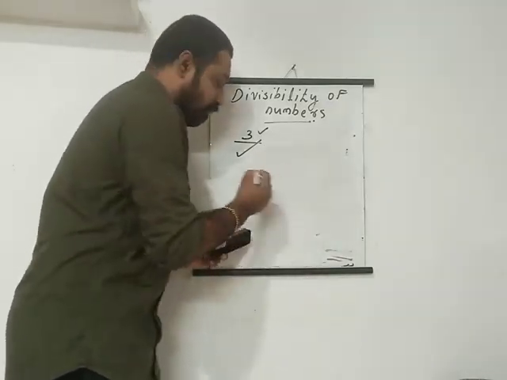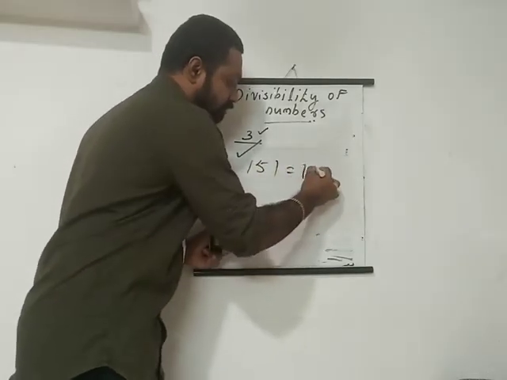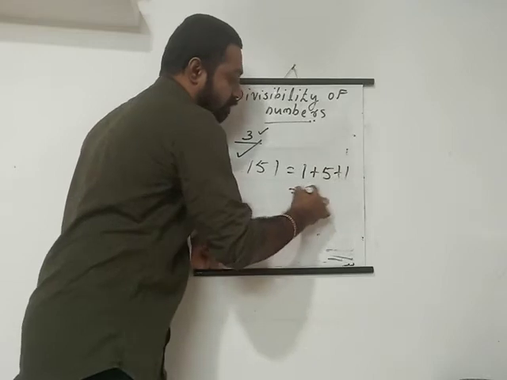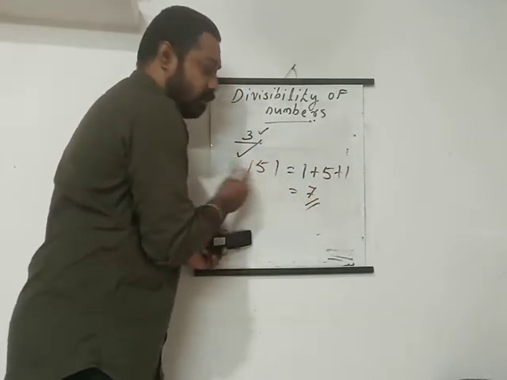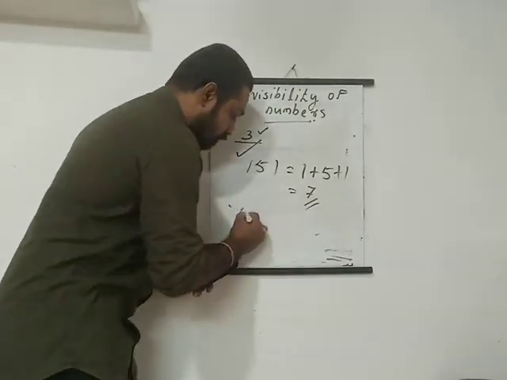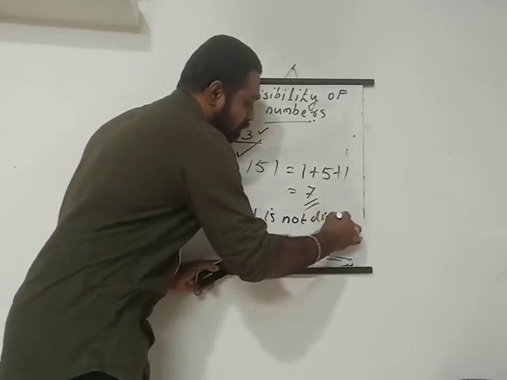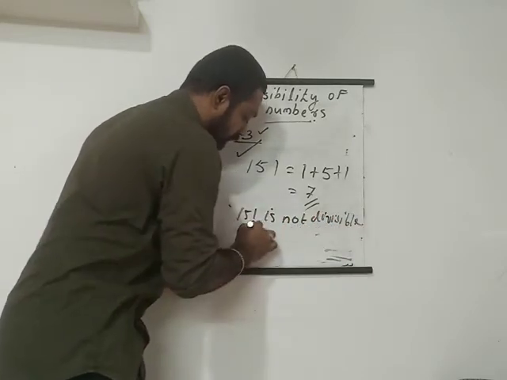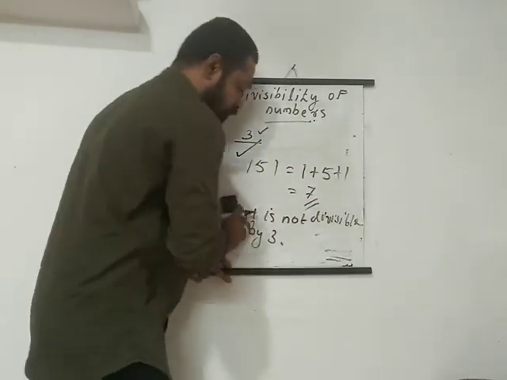For example, one more example, 151. Just add the digits. 1 plus 5 plus 1, isn't it? What did we get? 7, isn't it? 7 is not divisible by 3, so 151 is also not divisible by 3. You can very simply write it: 151 is not divisible by 3. Finished. Understand? So take the next number.